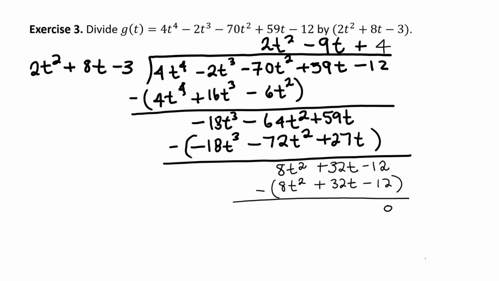We found a factor. The quotient is the expression above the division symbol, which is 2t squared minus 9t plus 4, and because the remainder is 0, our quotient is also a factor.